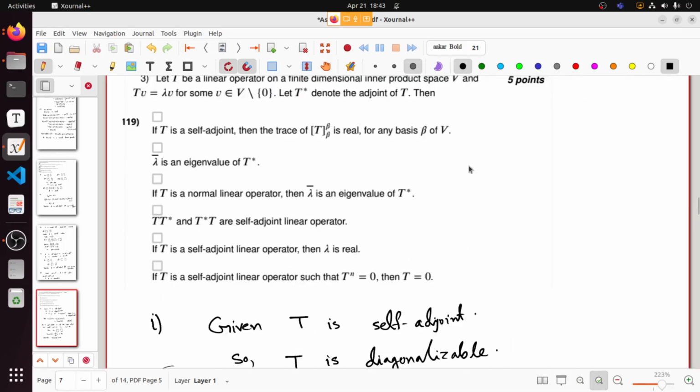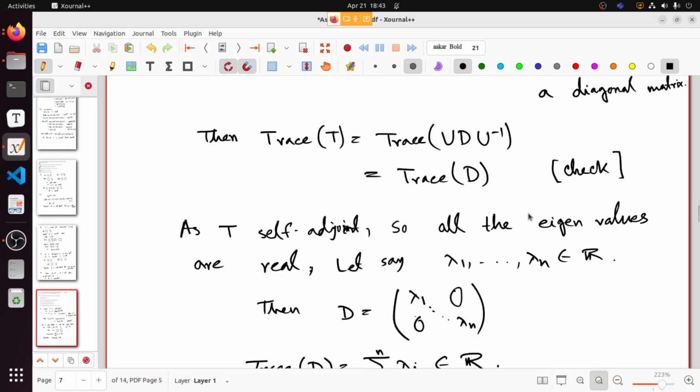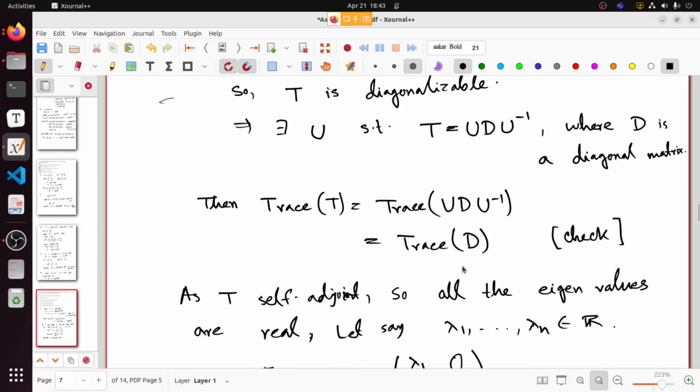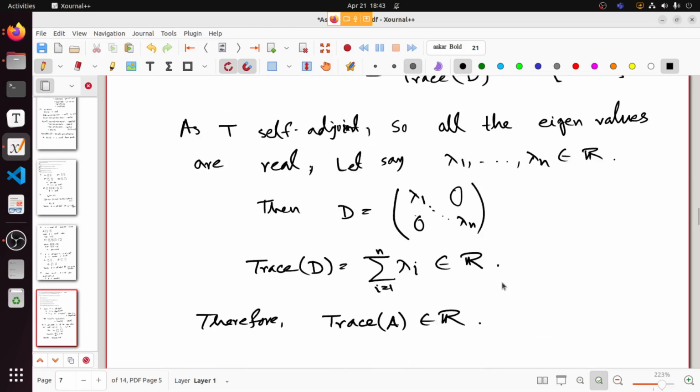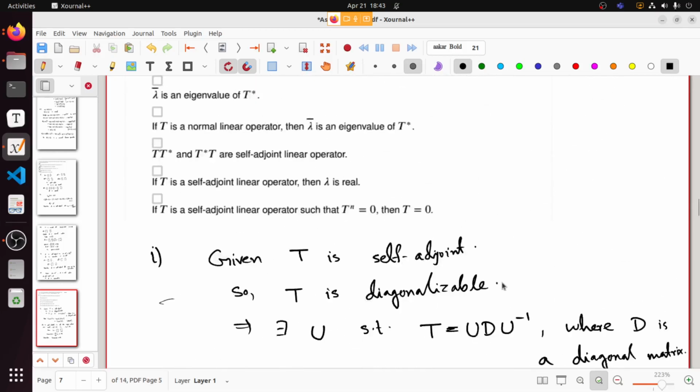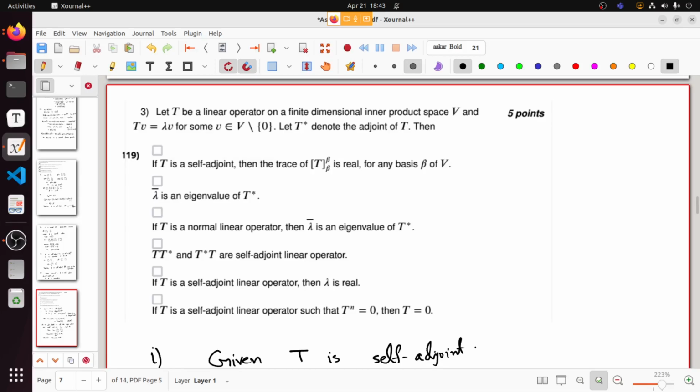So for a self-adjoint matrix, the trace of T does not depend on the basis, right? So for a self-adjoint operator, the trace is a real number. Now what is the next option? It is saying that suppose lambda is an eigenvalue of T, then lambda bar is an eigenvalue of T star.